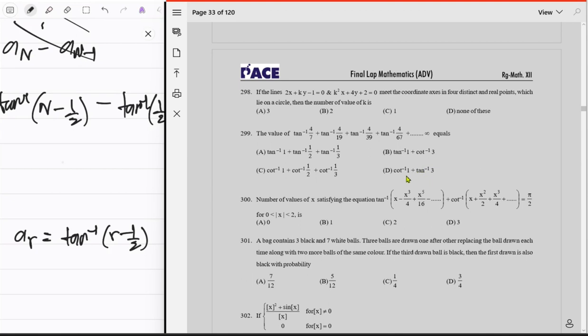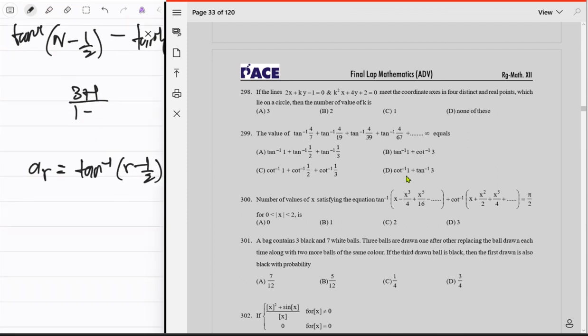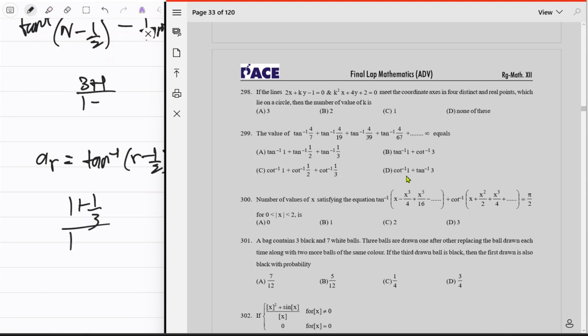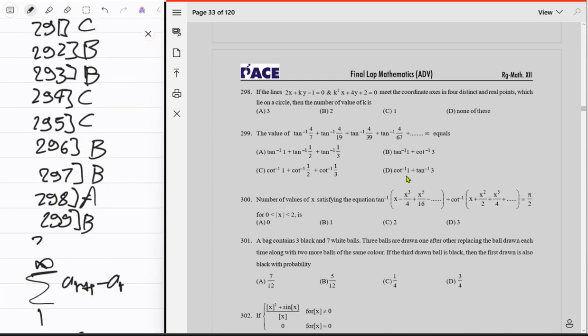So it's like what, 3 plus 1 upon 1 minus of, well, this won't work, this just won't work. What about this guys, like 1 plus 1 upon 3 upon 1 minus 1 upon 3 or something like that, right? Well, yeah, so it's like 4 upon 2. Oh, that works out, so B is correct. Next question. 300.